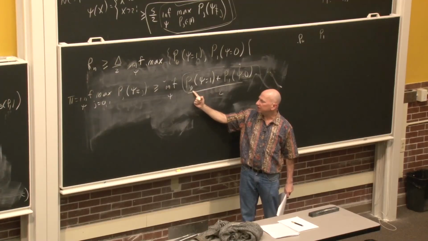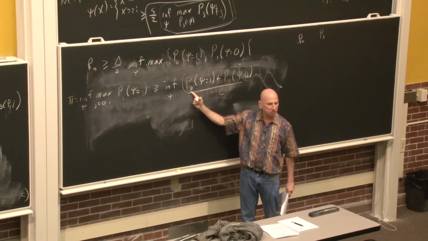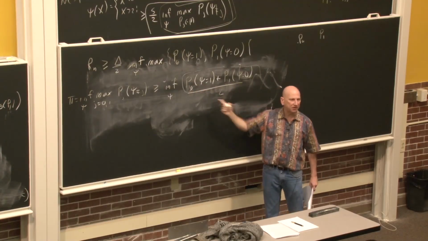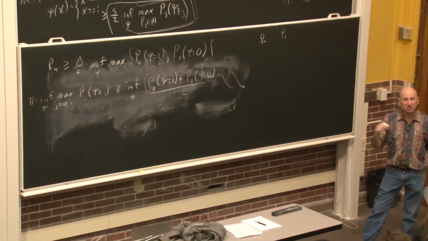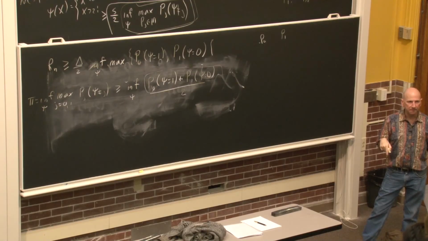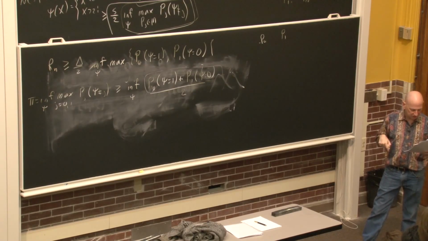This is the probability you selected phi 1 when the truth was 0, and this is sort of the type 2. It's really the sum of the type 1 and type 2 error. It's like a test, except we're not fixing the alpha level. We're summing the type 1 and type 2 error. So here's a fact that is proved on the next page as a lemma.